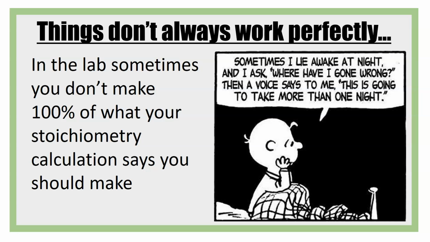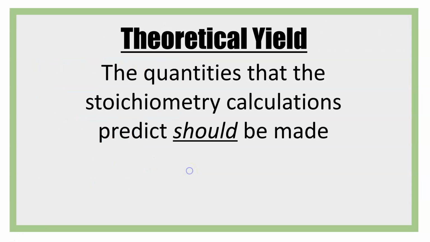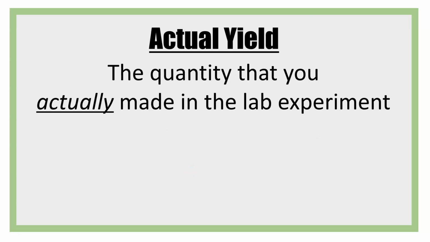So we may do a stoichiometry calculation to see how much we should have made, and then we'll compare that to what we actually made. So the amount that you should have made is called the theoretical yield. That's how much you should make if everything was perfect in a perfect universe. The actual yield is what you actually made.